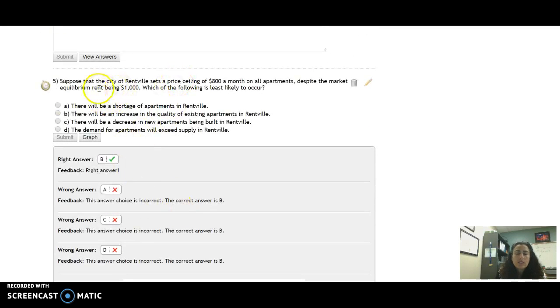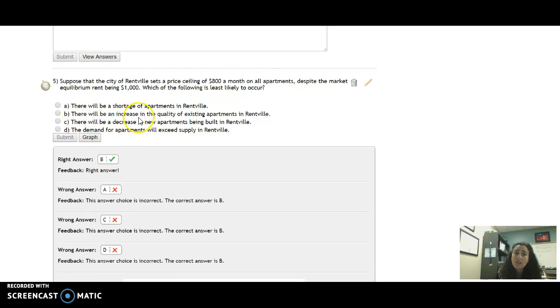We are told that the city sets a price ceiling of $800 per month for apartments, even though the actual equilibrium price is $1,000. This is an effective price ceiling. Which of the following is least likely to occur? There will be a shortage of apartments. Yes, there will be a shortage. Quantity demanded will exceed quantity supplied.